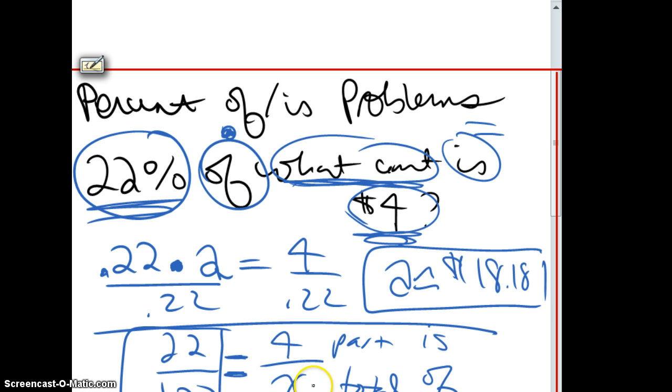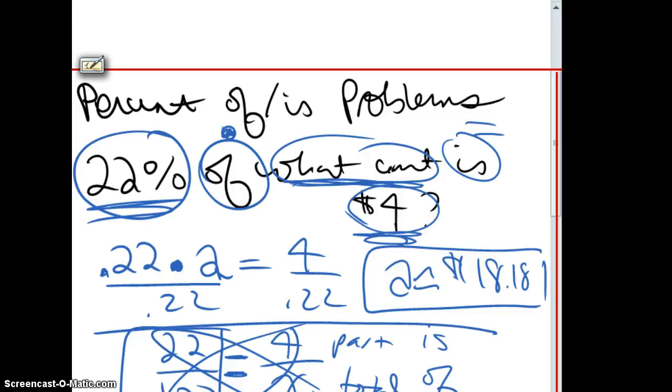All right, now at this point, I can cross multiply. And divide by, oh, where'd I lose my x? Divide by 22. All right, so then on a calculator, you're just going to take 400 divided by 22. And again, obviously, you're going to get the same answer.